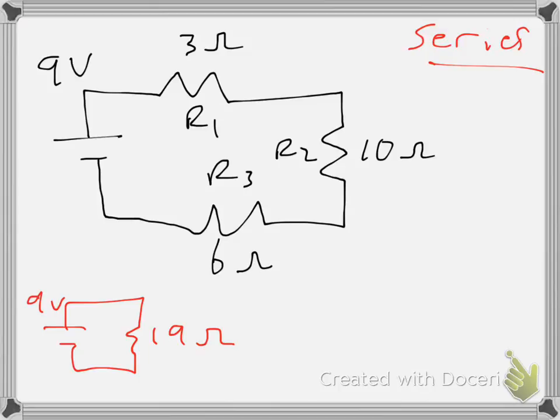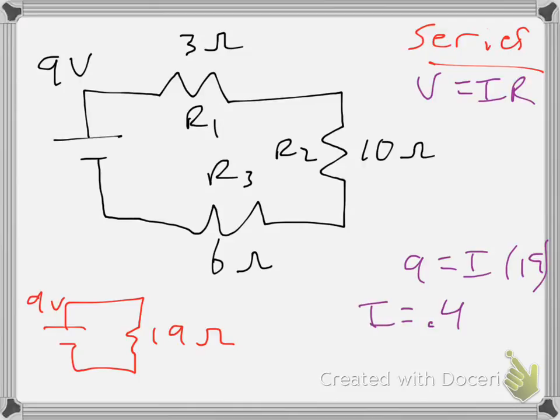So if I want to find out my current, which so far is the only thing I don't know, I have to bring back in another law, Ohm's law, V equals IR. So if I know my voltage is 9, and I know my resistance is 19, I can divide by 19 and find that my current is 0.4736842211. Now you can round. I always go out to 4 digits. So my current is 0.4737.